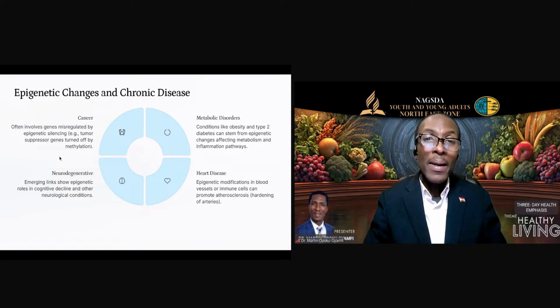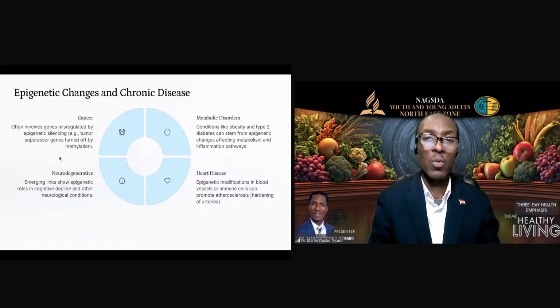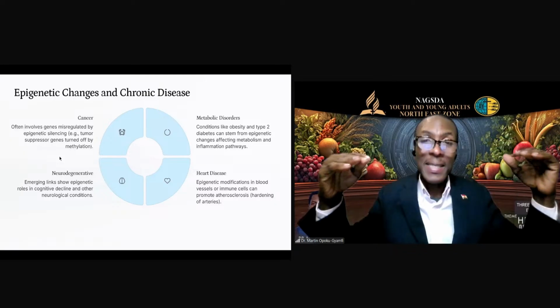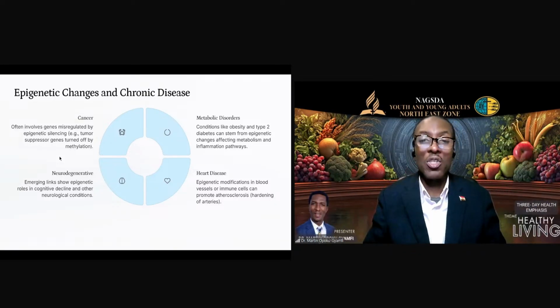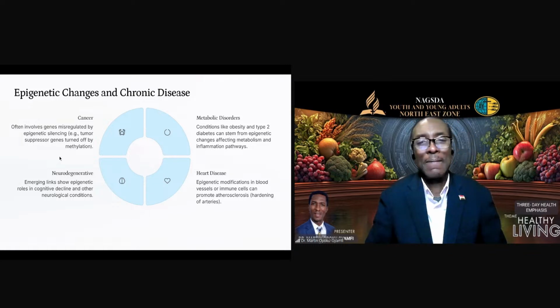And then metabolic disorders like obesity and type 2 diabetes can also come from epigenetic changes associated with metabolism and inflammation pathways. Heart disease, research has shown that there is epigenetic modification within the blood vessels or in the immune cells, and this can promote atherosclerosis, which hardens the blood vessels.